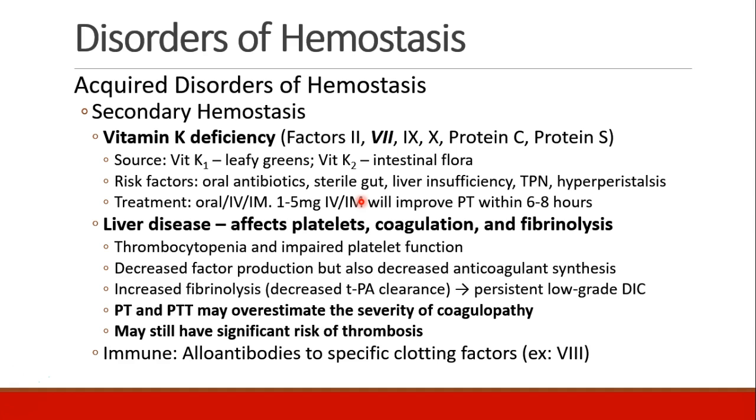Liver disease, of course, can affect not just your platelets, but your whole coagulation system and your fibrinolysis. So we can see not only vitamin K problems, but thrombocytopenia, platelet function problems, decreased production of factors, but also decreased production of anticoagulants, decreased fibrinolysis. These patients are in a low-grade version of DIC. Their PT and PTT may be terrible, and in fact, clinically, their coagulopathy isn't as bad as the labs make them look. They may even still have a big risk of thrombus and thrombosis, as well as bleeding. Patients can also develop immune alloantibodies to clotting factors.